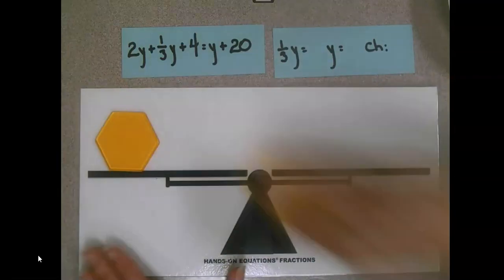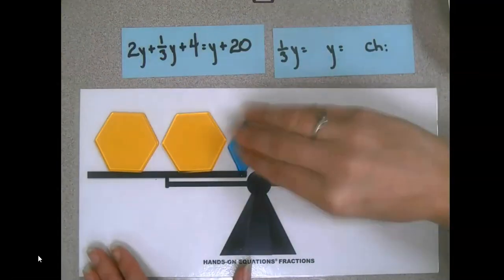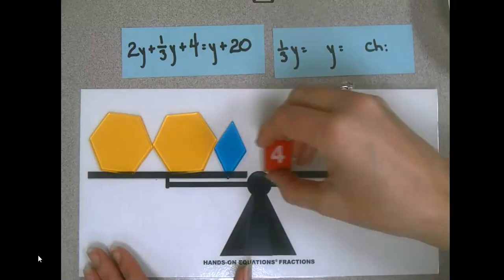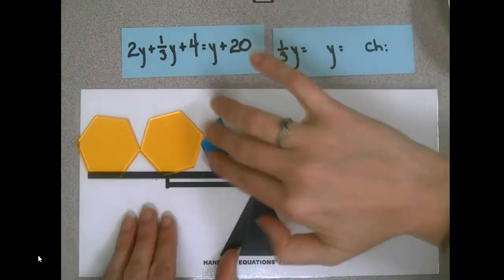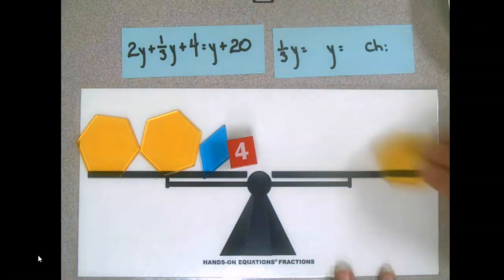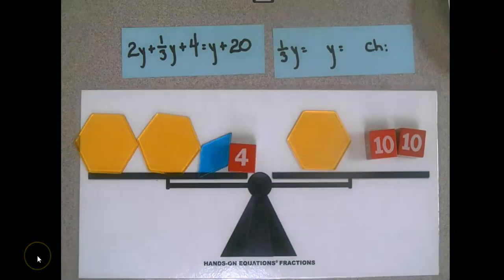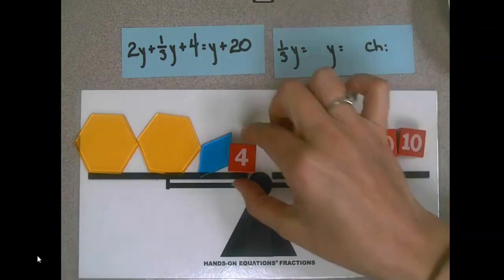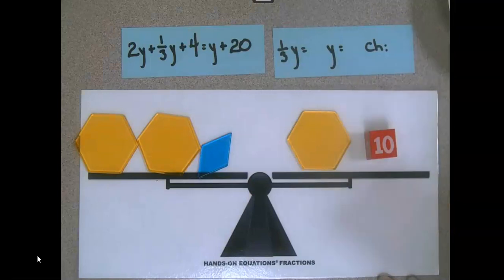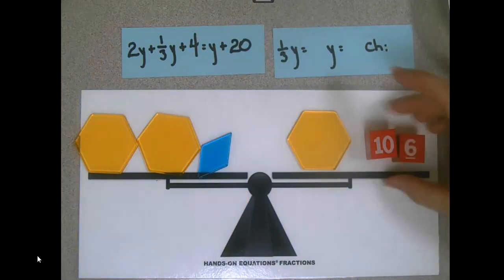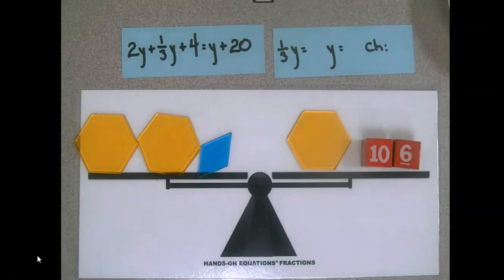So we have 2y plus 1/3 y plus 4 equals y plus 20. So now we're going to perform our legal moves, and we're going to remove a 4 from this side, leaving 16 on this side. And in the same way that we can remove a number cube, we can also remove a fractional block as long as they are of the same value. So I can remove a yellow block from this side and a yellow block from this side.